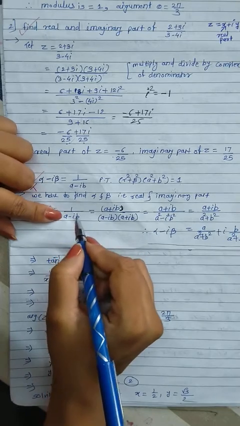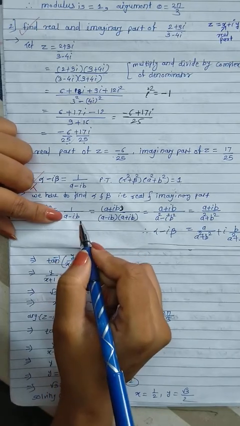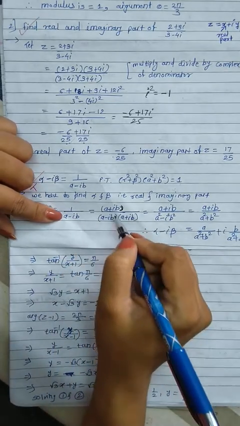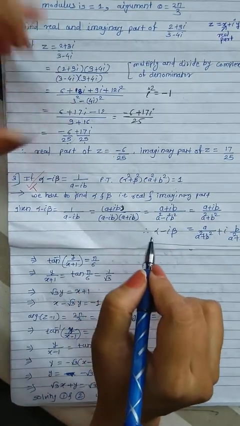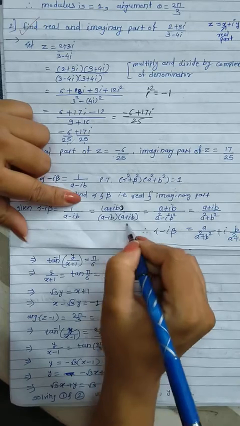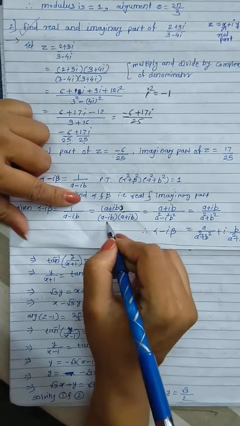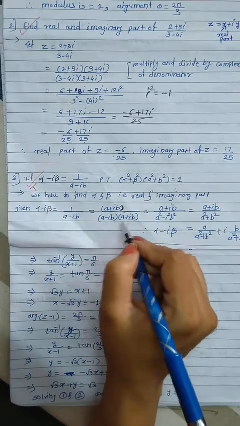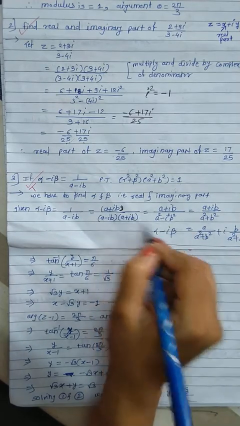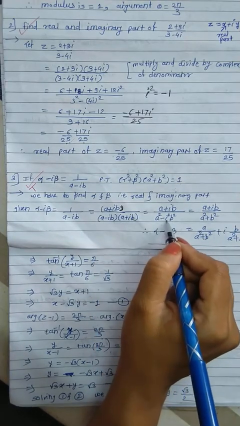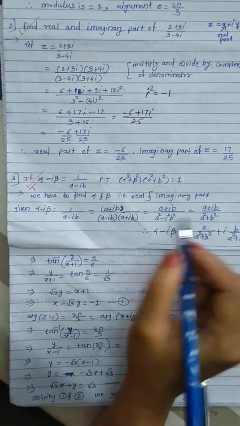What is the denominator factor? a minus ib. Its complex conjugate is a plus ib. Just replace the middle sign, minus to plus or plus to minus. Now multiply these two as per the rule: (a minus b)(a plus b) is the formula a square minus b square. Here, the i square is again minus 1, minus minus becomes plus, and the numerator is as it is.